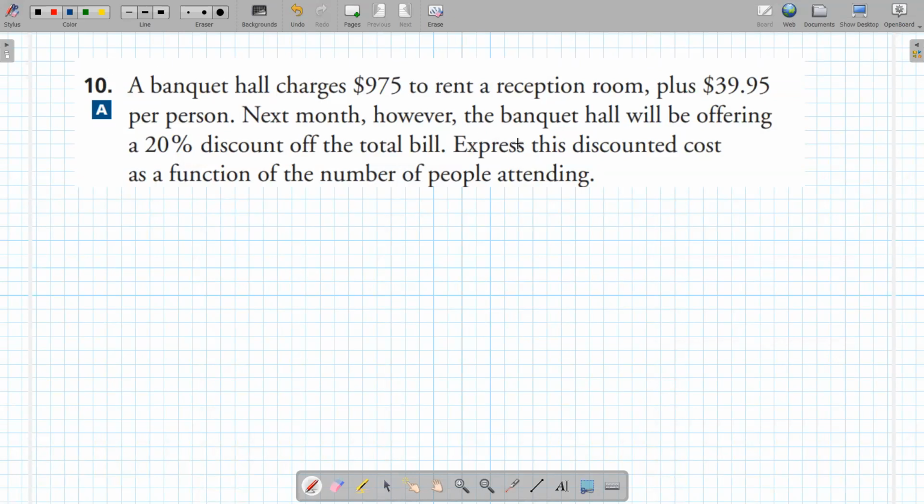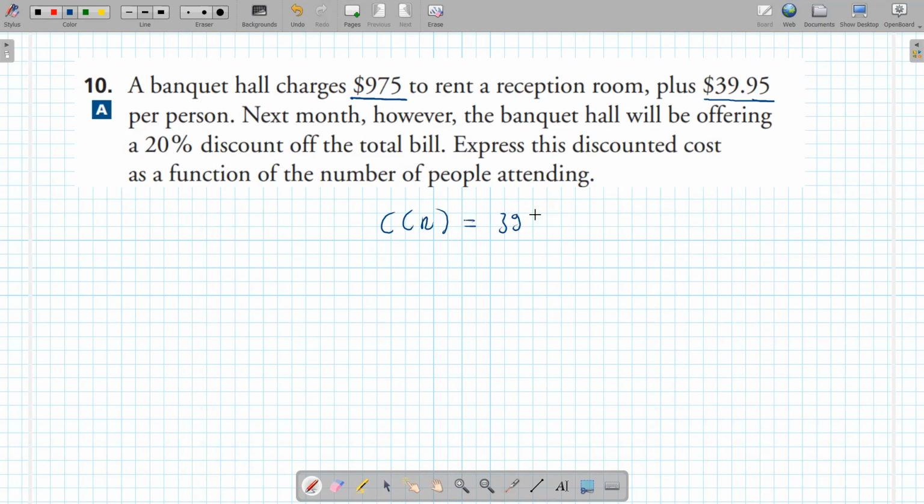Next month, however, the hall will be offering a 20% discount of the total bill. Express this discounted cost as a function of the number of people attending. All right, so let's do this one at a time. Read the first sentence. $9.75 is your flat fee, and for every person you're paying $39.95. What's the cost equation using those two numbers?